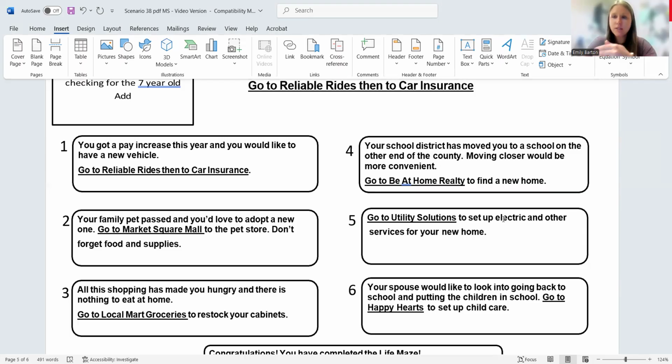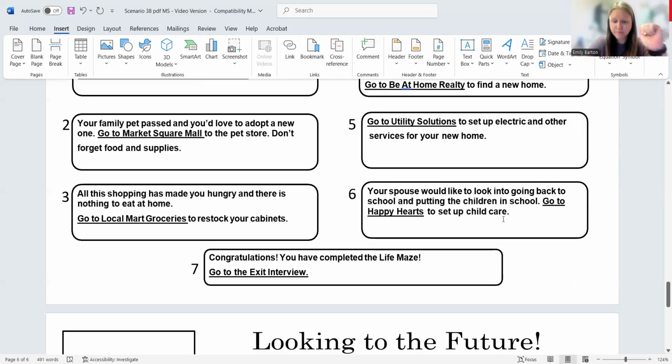So on simulation day, you're going to start with box 1. There's a scenario in box 1. Mine says you got a pay increase this year and you would like to have a new vehicle. Go to reliable rides and then to car insurance. So I'm going to start at the reliable rides booth, and then when I get done there, I'm going to go to car insurance. Then I'll go to number 2, 3, 4, 5, 6, and 7.